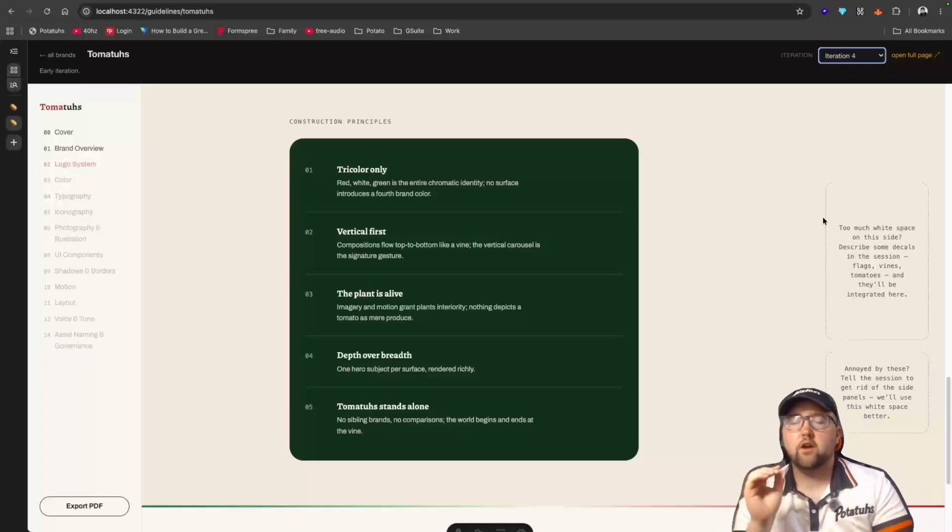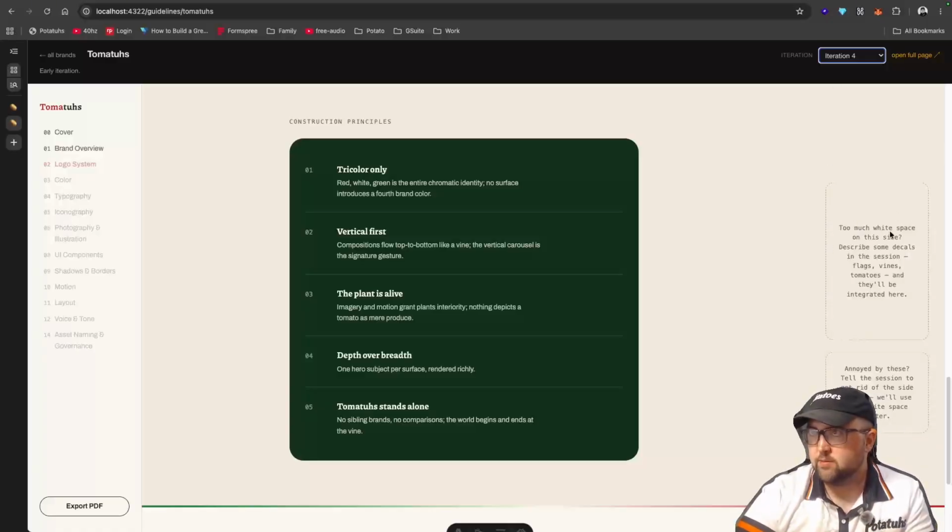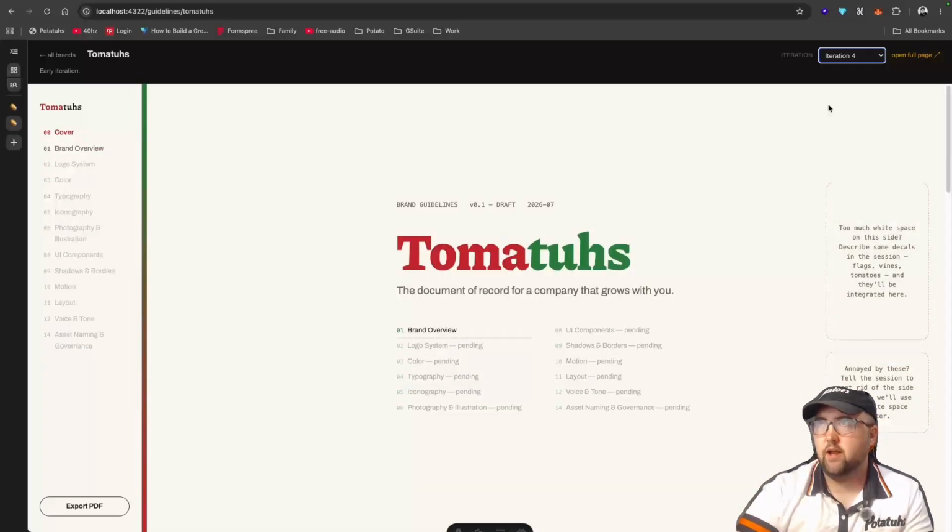So while you're working on this, the skill is supposed to be generating a lot for you. But if you're not familiar with Claude Code, you don't know how much agency you have. So I added this: too much white space on this side. Describe some decals in this session. Flags, vines, tomatoes, and they'll be integrated here. Excellent. All right. So it's still pretty bad.